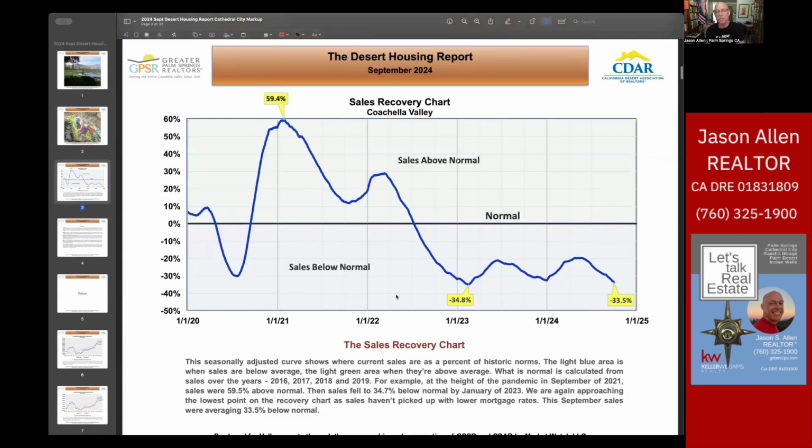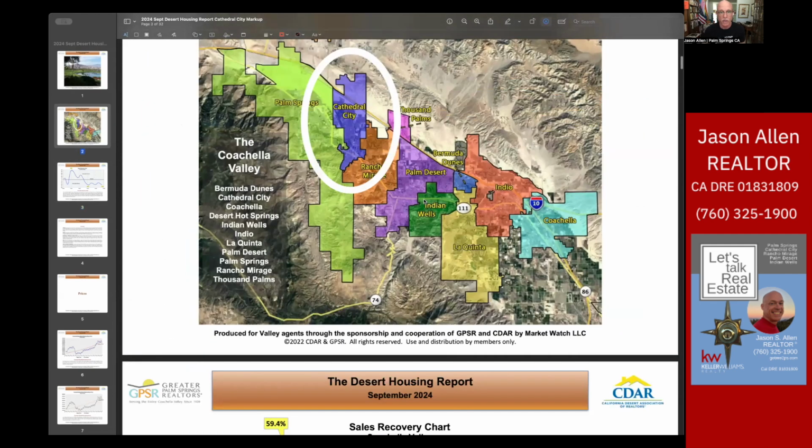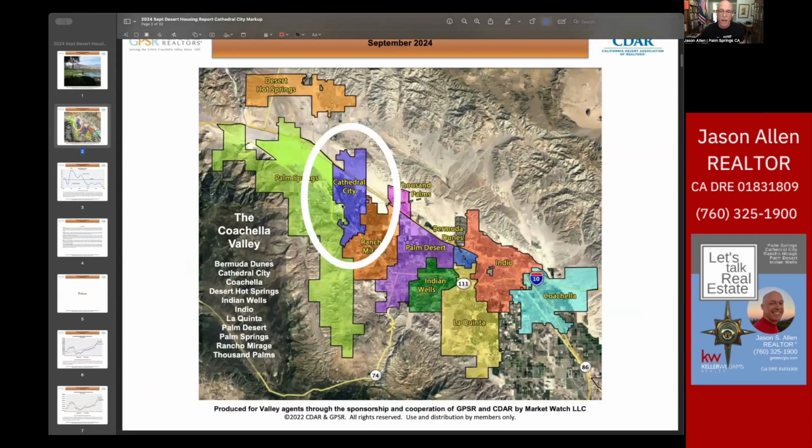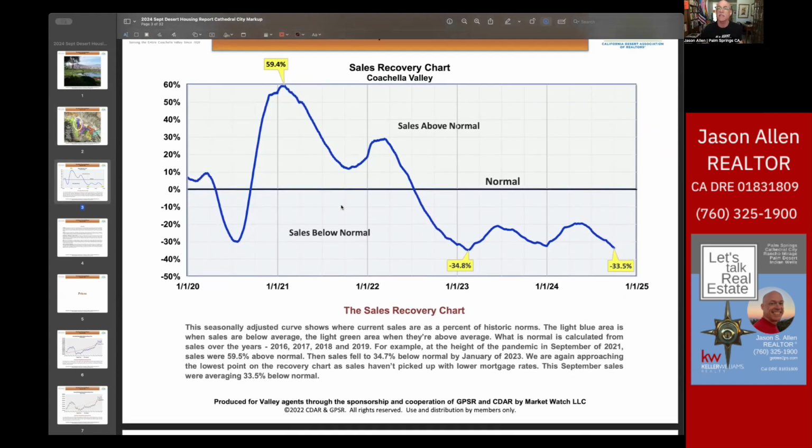So we'll start with the sales recovery chart. And there are a few things that I always like to point out. The first is we look at the overall Coachella Valley. That is this entire area, including Desert Hot Springs up here. And then individual charts will break things down by city.